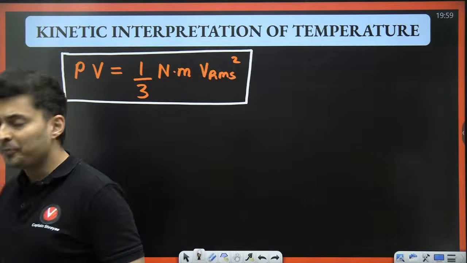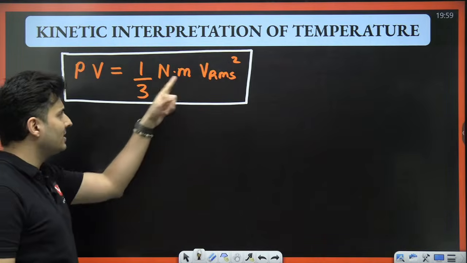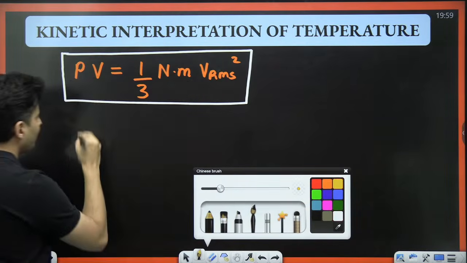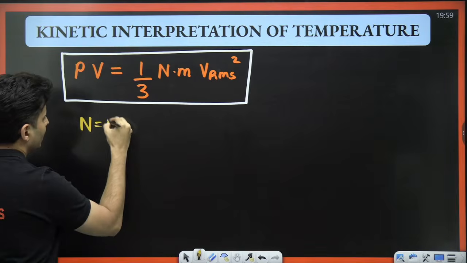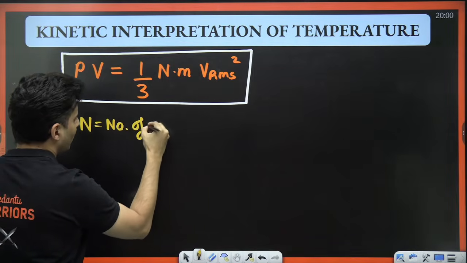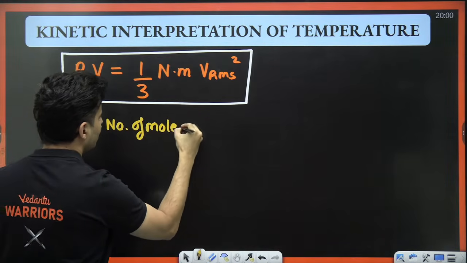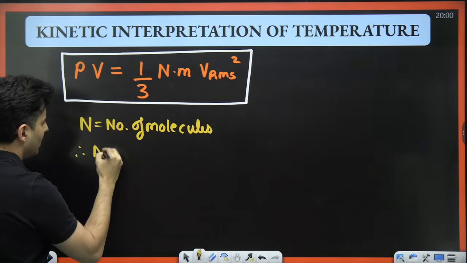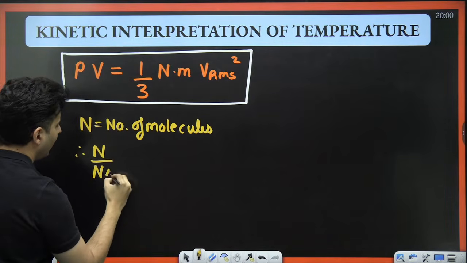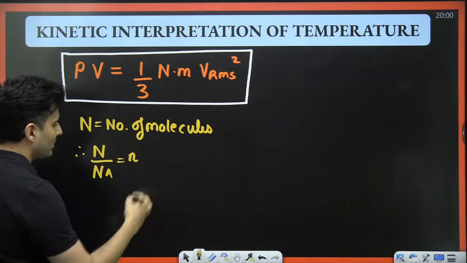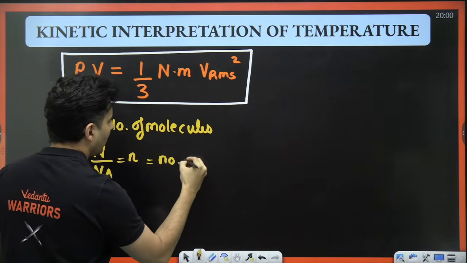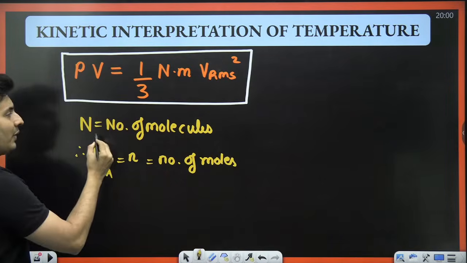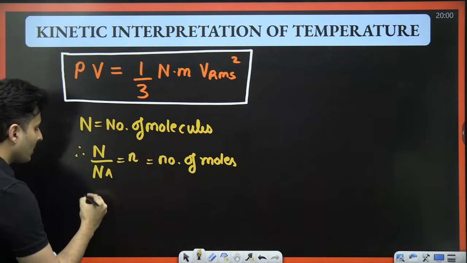Okay, is that clear? Next important thing, what is this N and what is this m? And what is this V_RMS? Let's talk about all of them. N is the number of molecules. And remember, N by Na is the number of moles. This is your number of moles. Small n is for moles, capital N is for number of molecules.